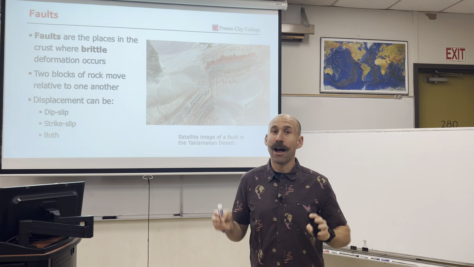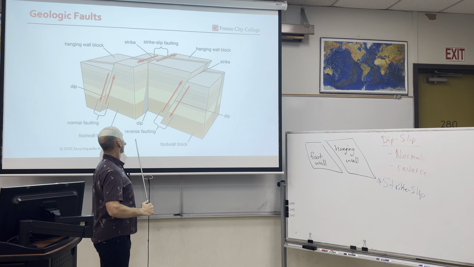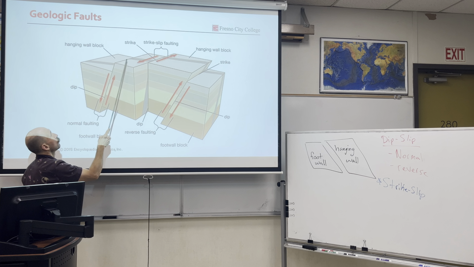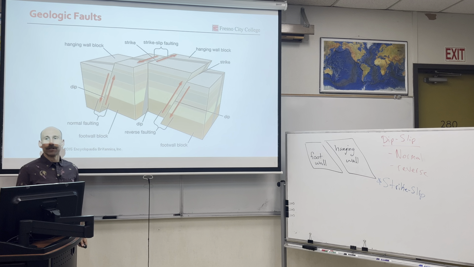So here is our big review slide. We move over here. This is a little bit different than the examples I've given. Now, the hanging wall is on the left, footwall is on the right. Hanging wall low relative to footwall, normal faults. Over here, hanging wall high relative to footwall, reverse faults. Vertical fault, horizontal movement, strike slip fault.